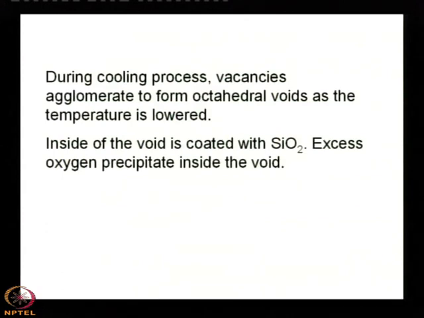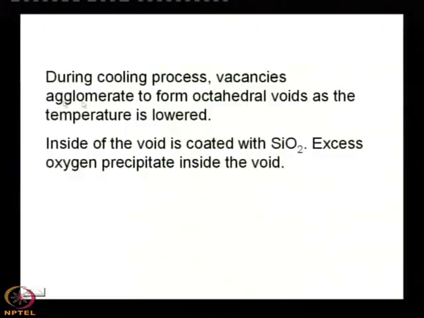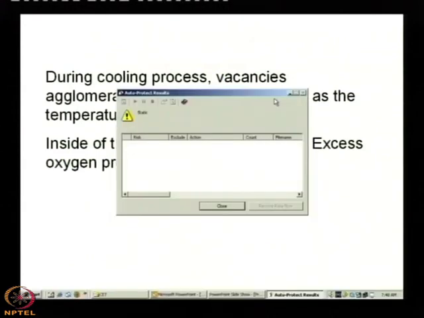Then another thing is that, say a silicon crystal is being oxidized or some diffusion implantation is carried out, then as the temperature is cooled down, vacancies agglomerate to form octahedral voids as the temperature is lowered. Now, what are octahedral voids? Octahedral means which have 8 faces. So, basically say these are 4 faces, and similarly these are 4 faces.